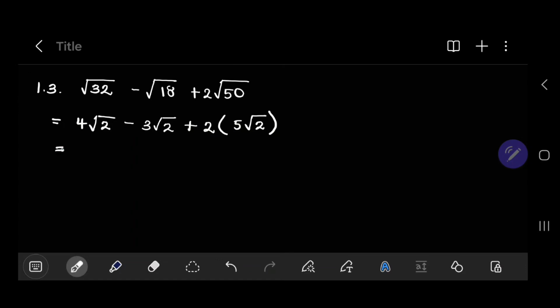Now, before I go on, what we would like to do in our next step is get rid of this bracket. At the same time though, we notice that we have like terms. We've got 4 square root 2 minus 3 square root 2, which is just 1 square root 2, but there's no need to show the 1 in front. Next, we have 2 times 5, which is going to be 10 square root 2. And now gathering like terms, we get 11 square root 2. That cannot be further simplified, so that is your final answer.